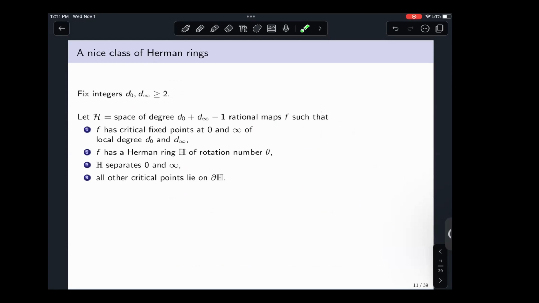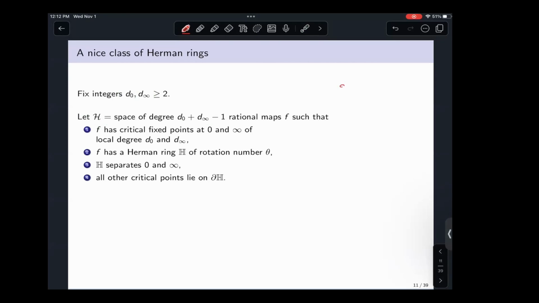So now I'm going to talk about a particular class of Herman rings with the following assumptions. I will fix two integers, d0 and d infinity. And I'm going to look at the space, curly H here, of degree d0 plus d infinity minus 1 rational maps with the following properties. There's a few assumptions here, but I'm going to try to draw what's going on.